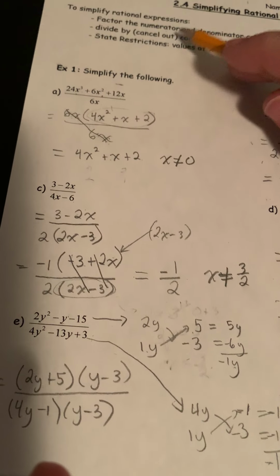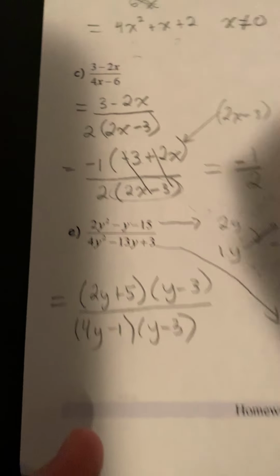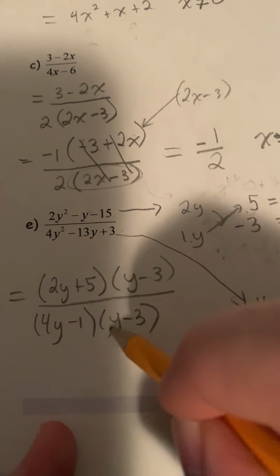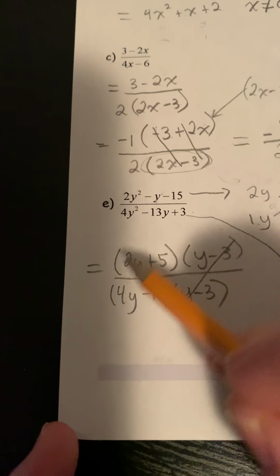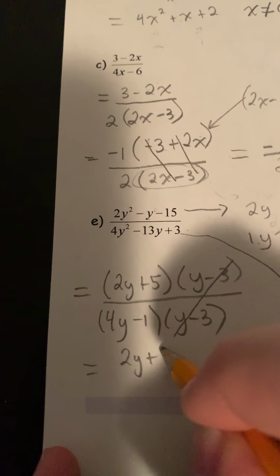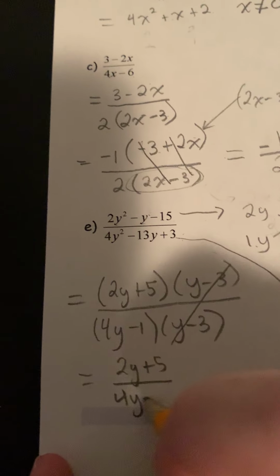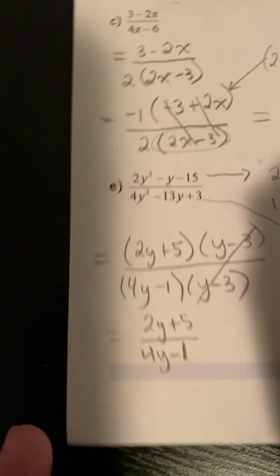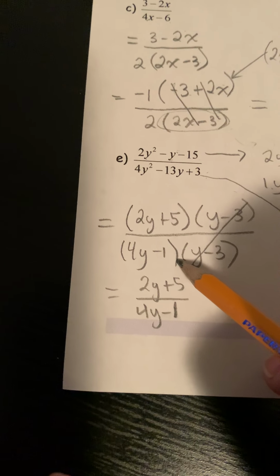Okay, so that was the first step: factor numerator and denominator. The second one is divide out the common factors. So y minus 3 is common to both. So we're going to cross them out. So we're left with just these two terms, 2y plus 5 over 4y minus 1. Okay, so we're left with this binomial and this binomial.